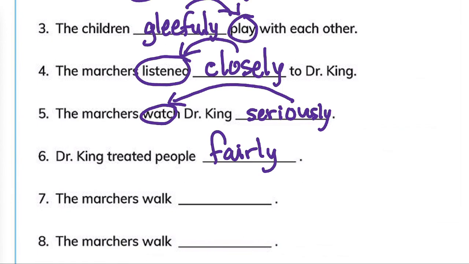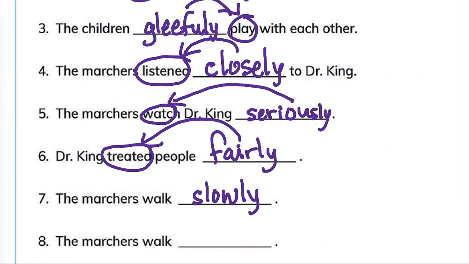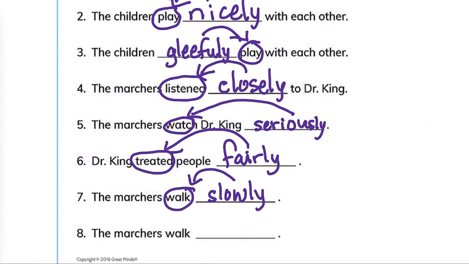If you have other words you want to write in, you are more than welcome to write in your own words. Treated is our verb. Fairly describes how they were treated. The marchers walked. They actually walked slowly. Walked was our verb. Slowly describes how they walked. And again, we have the marchers walked. And they walked very bravely as well. So we'll put bravely. Walk again is our verb. Bravely describes walk.